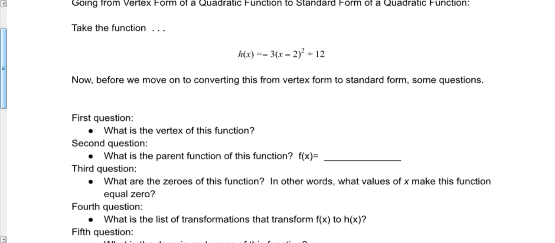First of all, well, maybe not review this time, but what's the vertex of this function? 2, 12. 2 comma 12. Very good. What's the parent function of this guy? Yeah, x squared is the parent function. And here's the main question: what are the zeros of this function? In other words, what values of x make this function equal to 0?